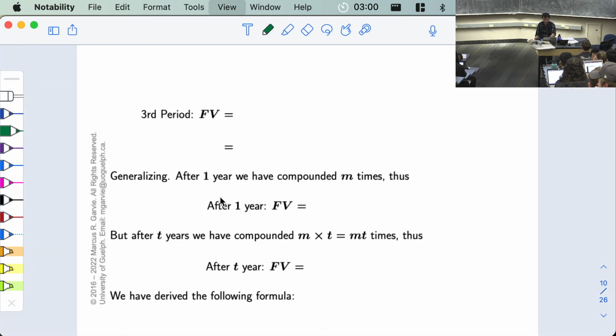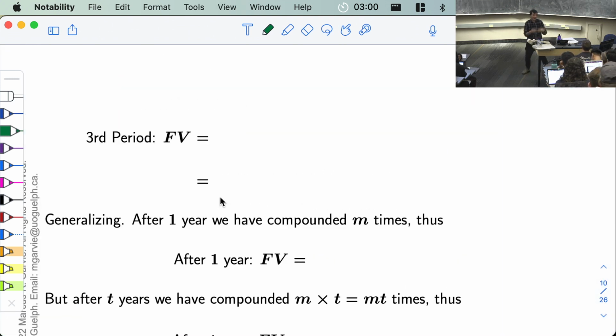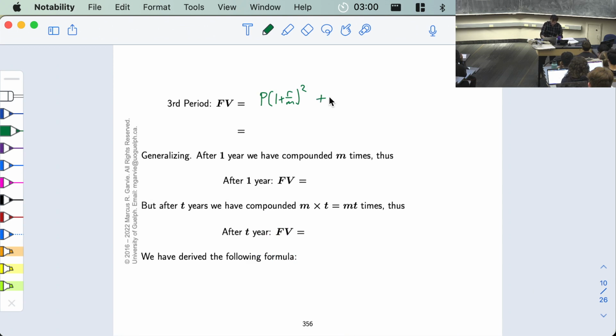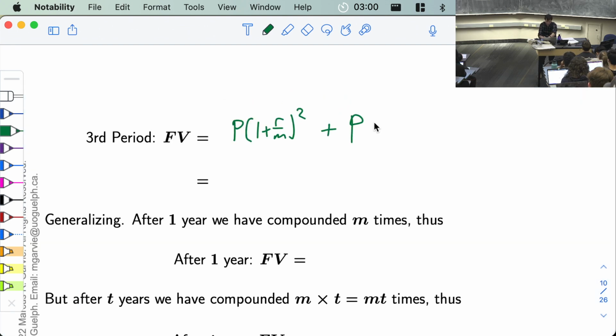So on the next page, we're going to calculate what happens in the next month. And again, you can do it as a sum of two steps. It's P times (1 plus R over M) squared. That's how much we had in our second period, in September. And then we get simple interest on that, plus P times (1 plus R over M), times the interest rate R over M.